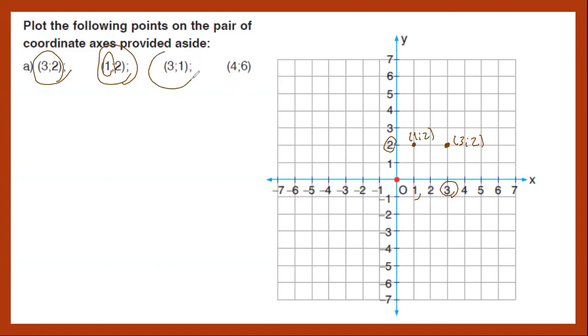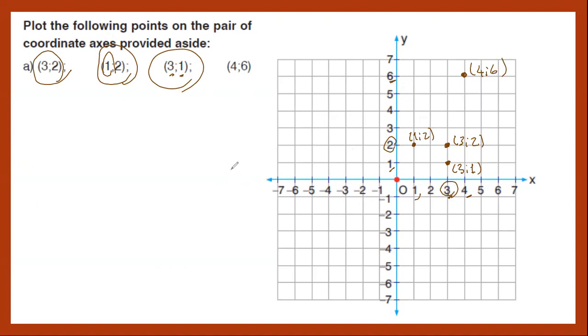And the other one, 3, 1. 3 here and 1 on the y-axis. It's just here. Look, x, y, 3, 1. That will be just here. And then 4, 6. 4 on the x-axis and 6 on the y-axis. Look where they combine here. That's not important. Yeah, look, 4 is just here. Easily.